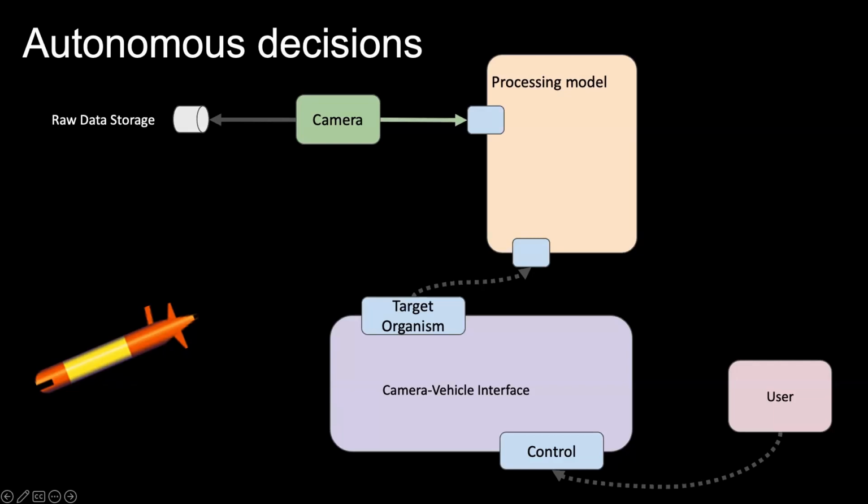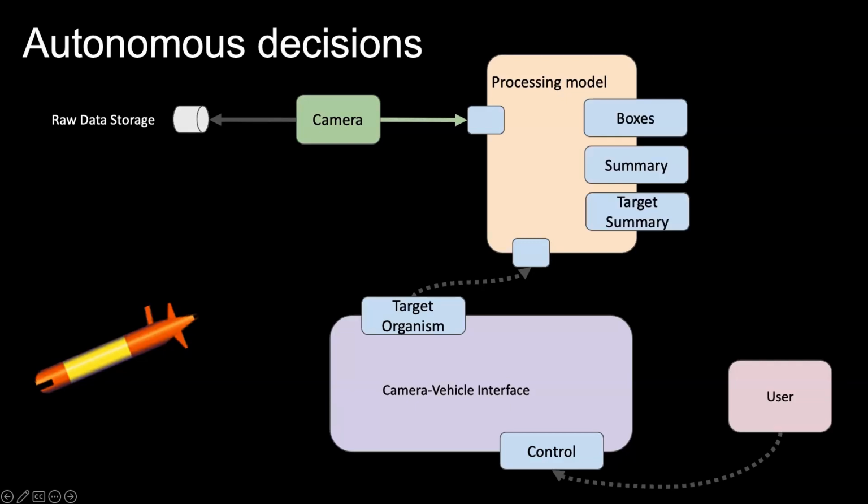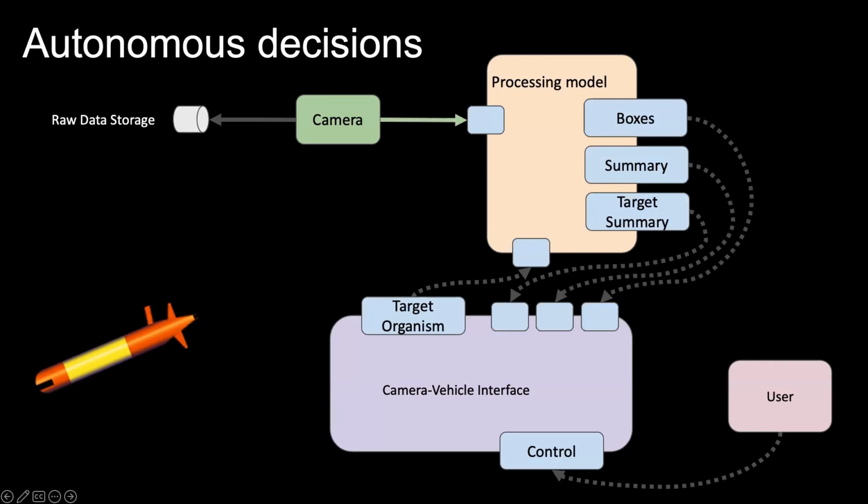The processing model then extracts some salient information. That could be these bounding boxes, the little crops of the images that we're seeing, some summary information about the particles, and then some information about whatever the particular target animal that the user designates. That information gets sent back to the camera vehicle interface, and then will trigger a behavior change on the vehicle.